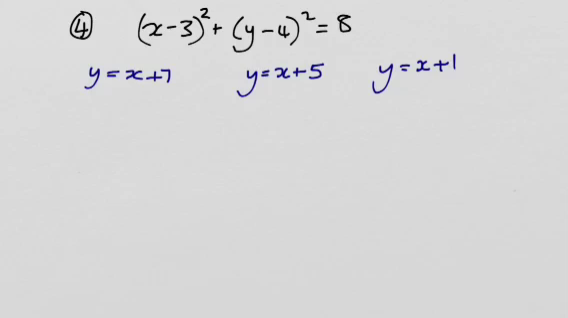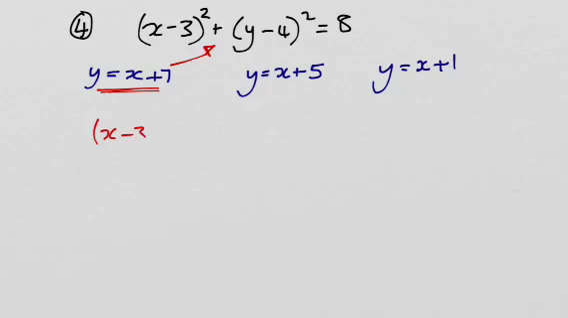Question 4, we're given a circle and 3 lines. Now we're going to deal with them separately. So let's deal with the first one first of all, y equals x add 7. So we need to know where this circle and this straight line intersect. So in other words, we need to do simultaneous equations. So I'm going to plug this straight line into the circle.